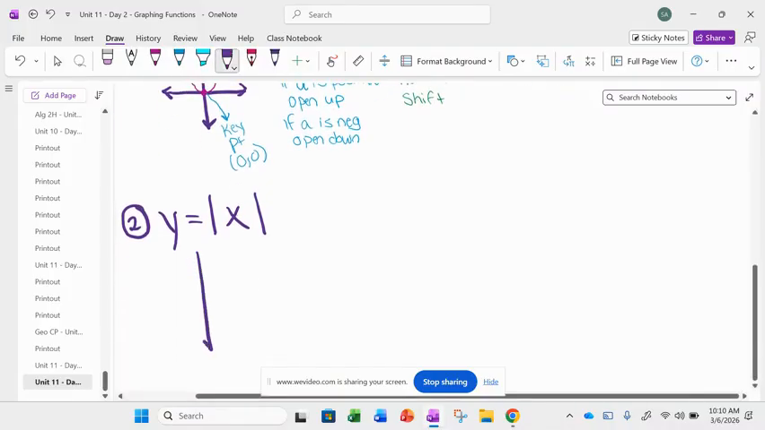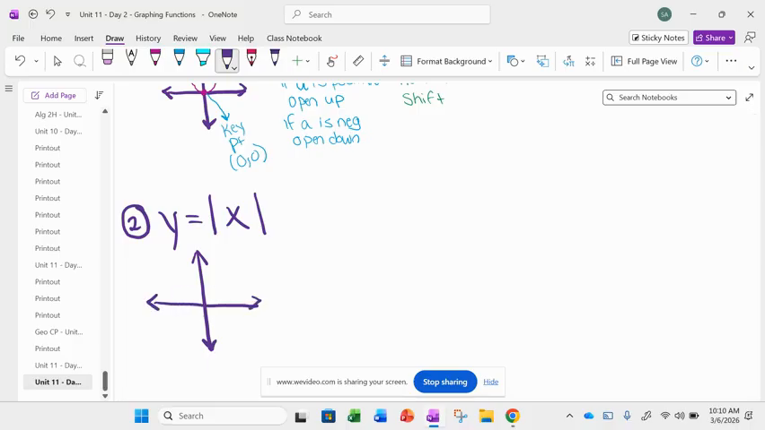And our parent graph for the absolute value of X looks very similar to a parabola, but this time it's a V. It's a very sharp turn. It's not a smooth loop. So for our V, we're still at 0, 0. This is our key point, but it is very sharp. So I'm calling it a key point. You'll also see it be called a vertex, so key point or vertex for these.